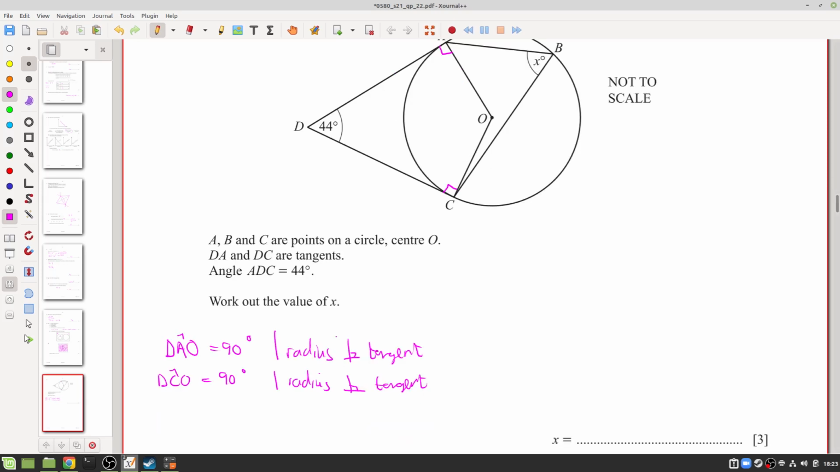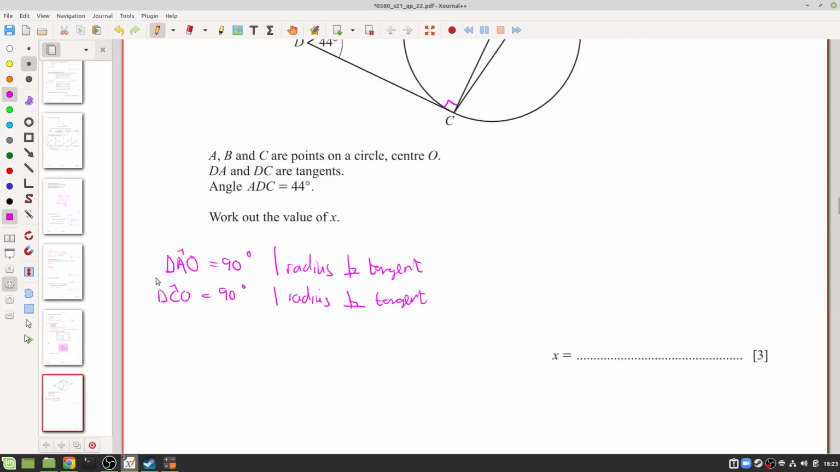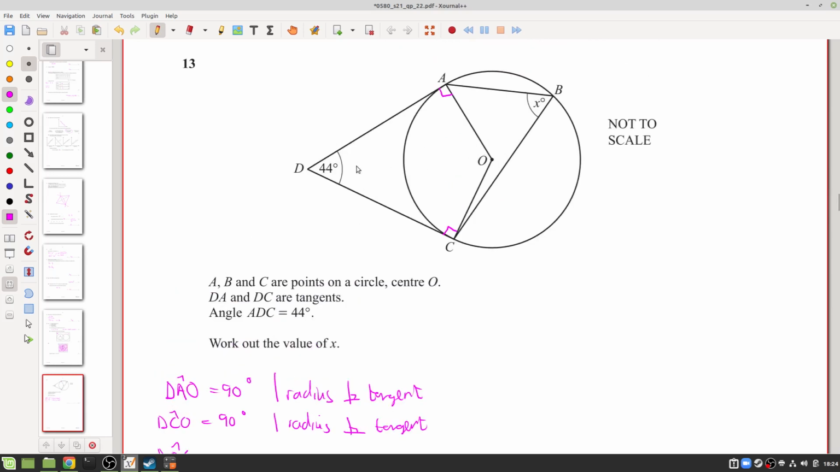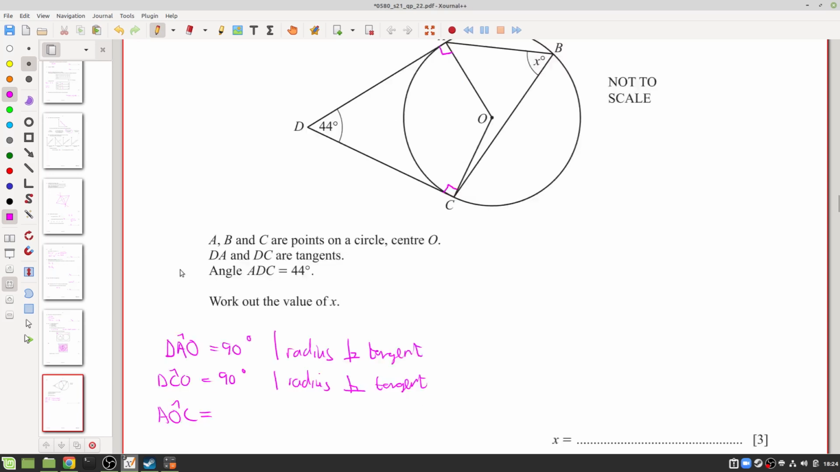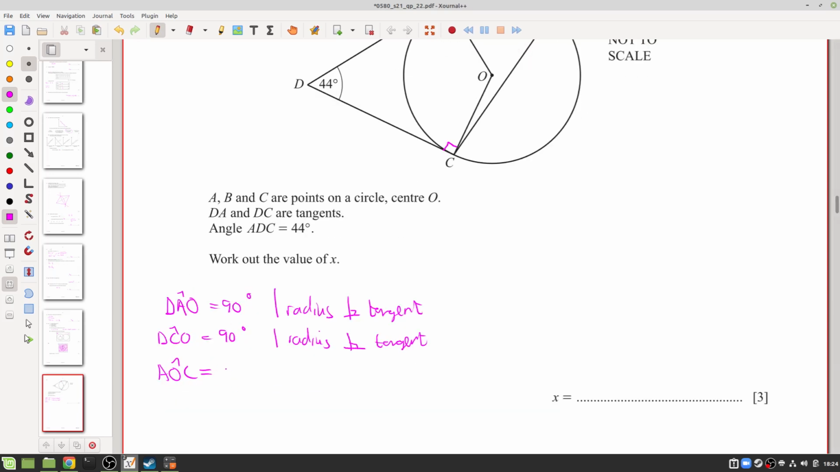And then we can find angle AOC, and that is going to be 360 minus 44 plus 90 plus 90, minus all of these angles. So that's going to be 136, and the reason for that is angles in a quadrilateral add up to 360.